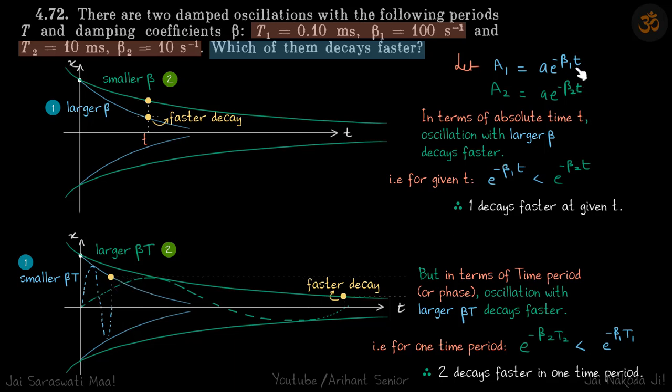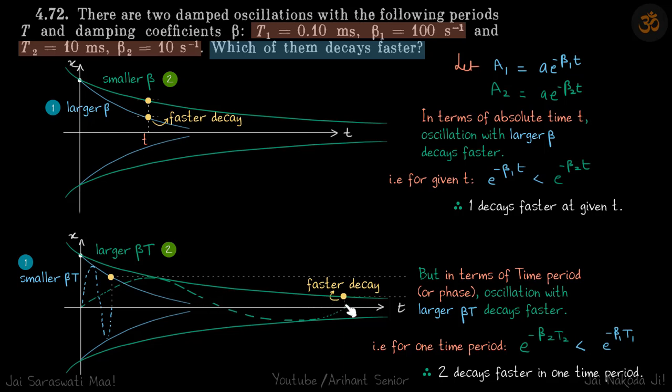When we are talking about time period, we need to put T1 here and T2 here, and then compare A1 and A2. When you put T1 and T2, A is still the same. So let's compare beta 1 T1 and beta 2 T2. Beta 1 T1 is 10 and beta 2 T2 is 100. So beta 2 T2 is larger. That means A2 is less than A1. So A2 decays faster. In this case, 2 will decay faster.